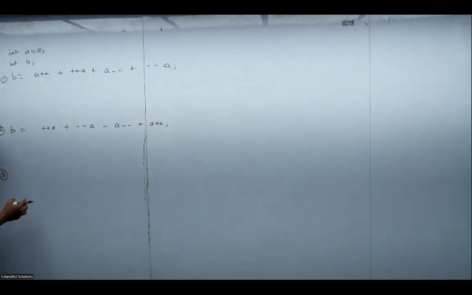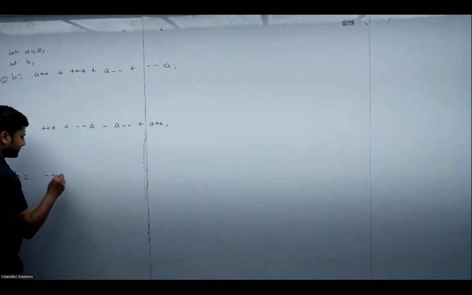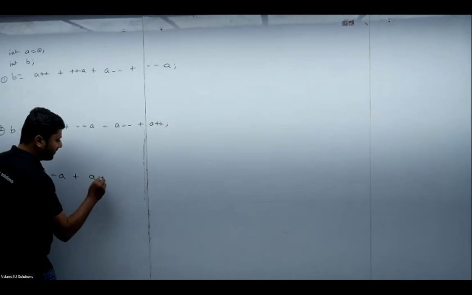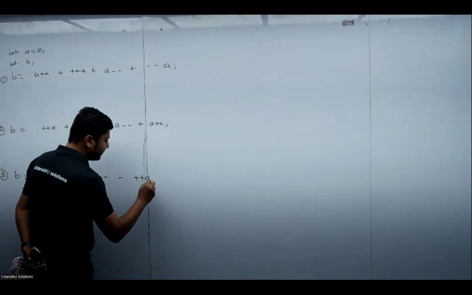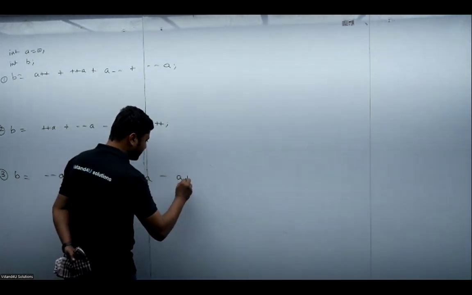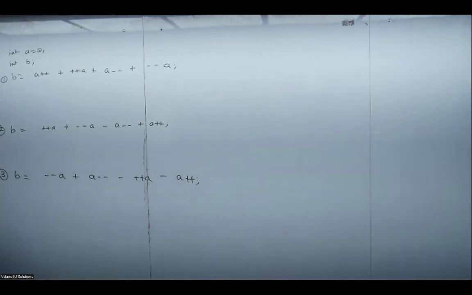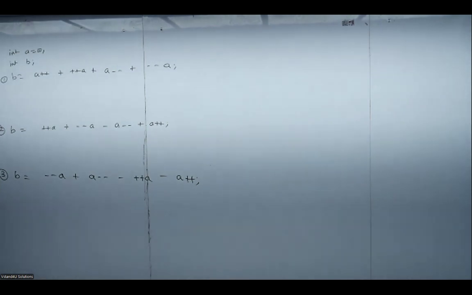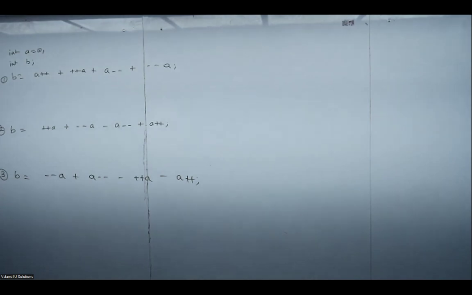Third, B is equal to --A + A-- - --A + ++A - A++. First, 3 parts of equations are kept. 3 equations are kept next to you. Fatafat start solving. So once done, online folks, you will type one space, whatever is your answer for A and B. I want answer for A and B both.